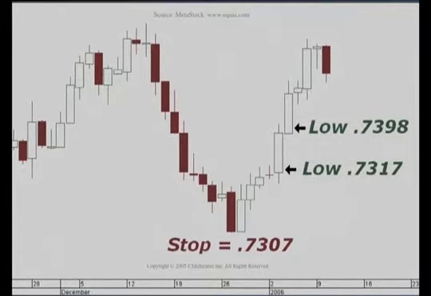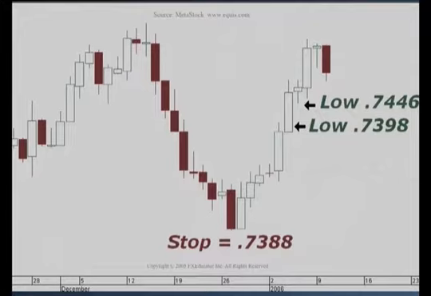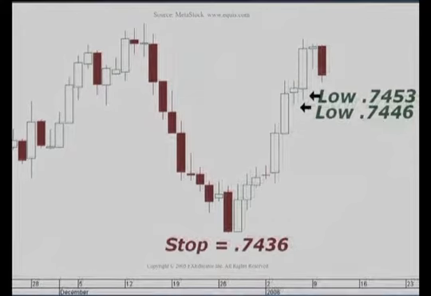Now, as the next candle closes, you'll see that the lower low of these two most recently closed candles is still 7317, so we cannot raise the stop yet. And of course, we're never going to lower the stop under any circumstances because we're long. And you can see that as the price continues to rise, we trail the stop higher. Now, the lower low of the two most recently closed candles is 7398. Our stop is 7388. And so on.